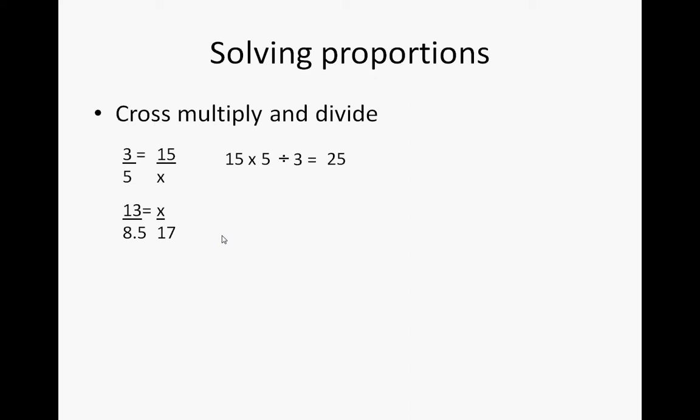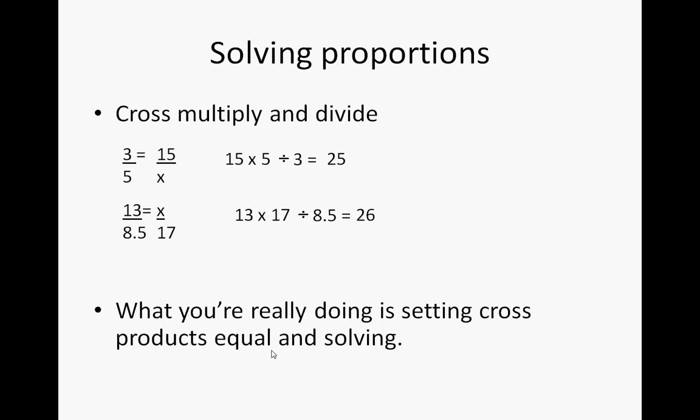Now that you've tried it on your own, let's check your work. When you cross multiply, you multiply 13 times 17, and then you divide by 8.5. So you should get 26. And now the trick here to recognize is what you're really doing is setting the cross products equal and solving. What do I mean? Well, the cross products in this one is just 3x and 15 times 5.